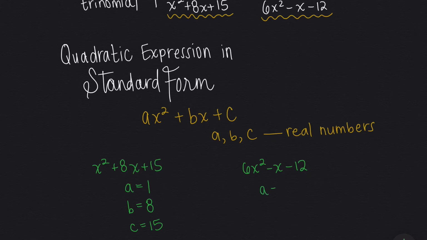If we look at our second example, 6x squared minus x minus 12, in this case our a would be 6. Our b would be the coefficient in here. Notice that we see a negative and no number, so that lets us know that our coefficient is -1, and that's our b. And finally, our c is this last number in the end here, or the constant, -12.